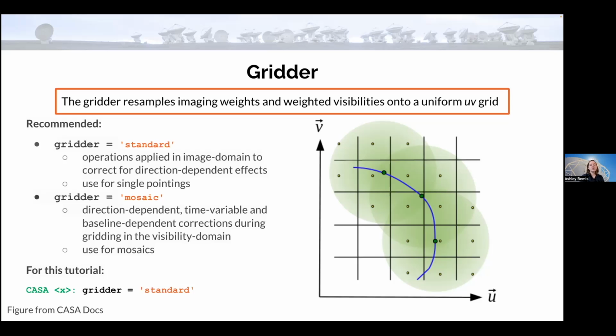If you have multiple pointings and you have a mosaic, you would want to use the mosaic gridder. And this also applies, in addition to direction-dependent effects, time variable and baseline-dependent corrections in the visibility domain. And there are a number of other options again, so please check out what there is in the CASA docs. So for this tutorial, we will just be working with the standard gridder.